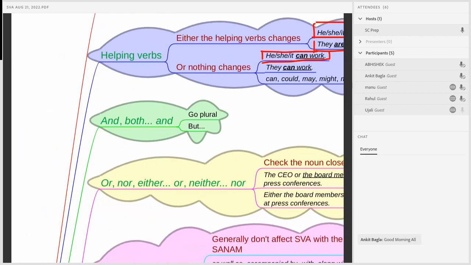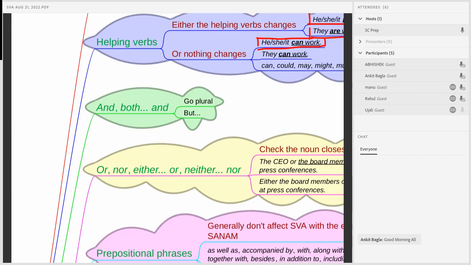Okay, carrying on, let's look at and and both and. Now, we already know that and is the most common coordinating conjunction around. When you say X and Y, and basically joins two things, X and Y. So whatever your subject is, it is no longer X, it is no longer Y, it is X and Y. The subject is X and Y together. And that's exactly how we should remember it. There's no extra effort we need to make over here.